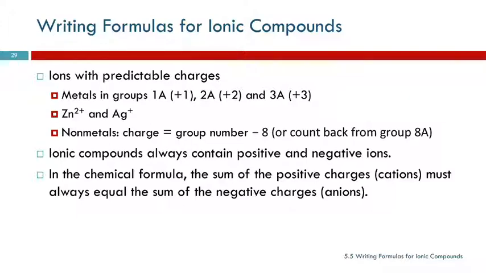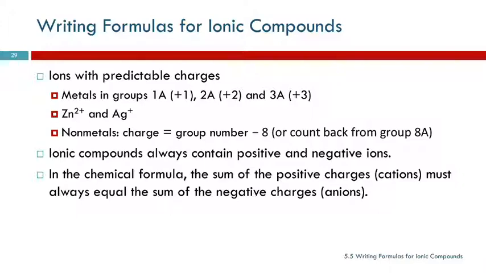There are two others that you just kind of have to remember, and those are zinc and silver. And I'll show you on a periodic table in a minute how you can remember those. Zinc is always +2 and silver is always +1. For the nonmetals, there's a couple of different ways that you can figure out the charge. You can say the charge is equal to the group number minus 8, or what most students prefer is just count back from group 8A. So start at the noble gas and count back, and however many spaces you go back, that's the negative charge in the ion.